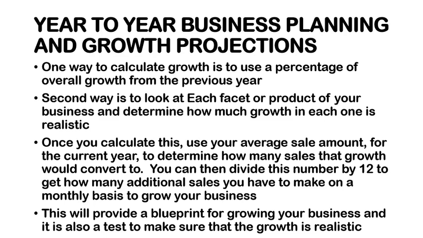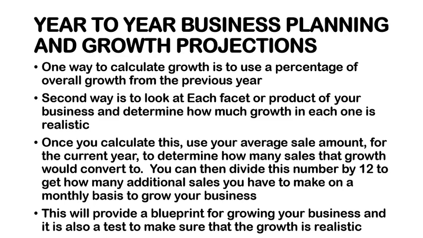And once you calculate this, use your average sales amount for the current year, divide your total goal by your average sales amount, and it's going to tell you how many sales that you need to make to hit that particular goal. And what it's going to provide you is a blueprint for growing your business. And it's also going to be a test to make sure that the growth you factored in is realistic.